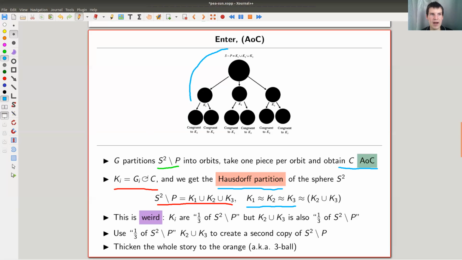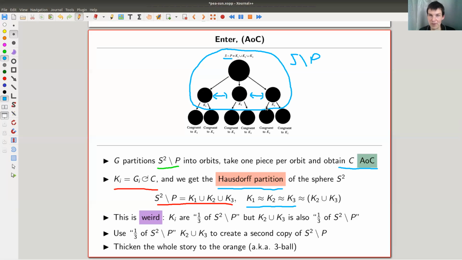So here's my picture. I take this funny S minus P, which is just the same notation as S without P. I stole this picture from the book, that's why the book has a slightly different notation than I do. So S minus P is S2 minus P. Anyway, you partition it into your three sets, K1, K2, K3, and I illustrate. In this illustration, they are of the same size, and that's exactly what they are, because they are all congruent to one another. You can't distinguish them in some sense. So all of them are a third of my sphere. I've partitioned it into equally big parts.